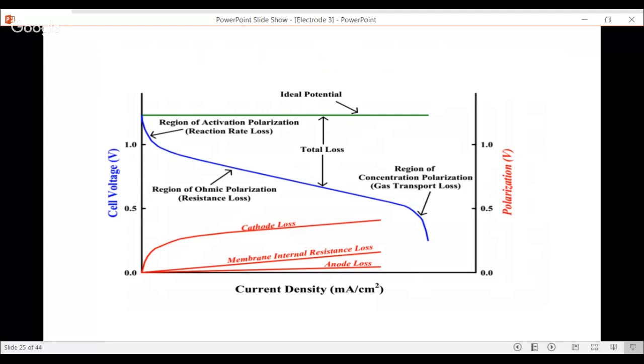Okay, the same curve is shown. So the region of activation polarization is the steep drop in the first few milliamperes of the current drawn, then the slow drop, which is called the ohmic loss, then the steep loss is called the mass transport loss.